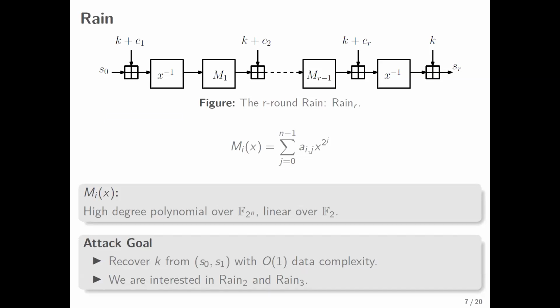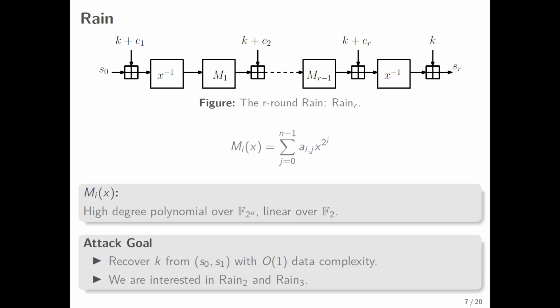Rain is an MPC-friendly block cipher, and each round consists of subkey injection, inverse S-box, and a linearized polynomial. A linearized polynomial is a high-degree polynomial that, when we look at it at the bit level, is just a linear function on the bits. So over F_2^n it is of high degree, but it's a linear polynomial over F_2. In Rain, the goal of an attacker would be to recover the secret key k from a pair of inputs and outputs in constant data complexity.